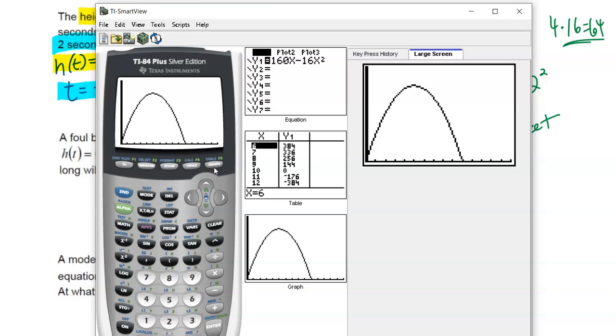Perfect. That's really nice. And we can see the whole thing.